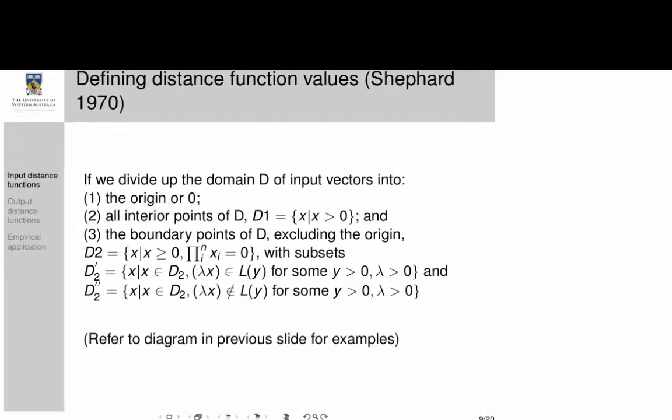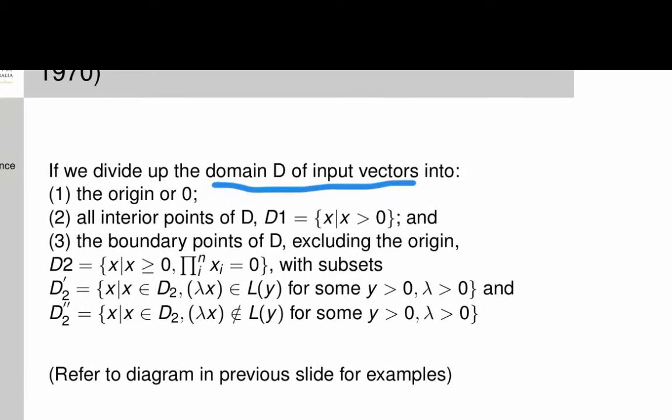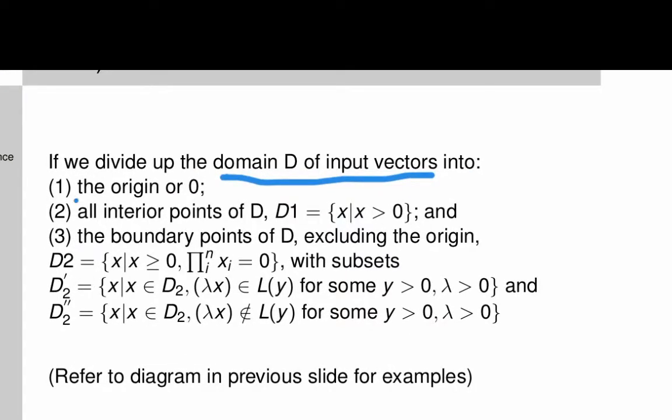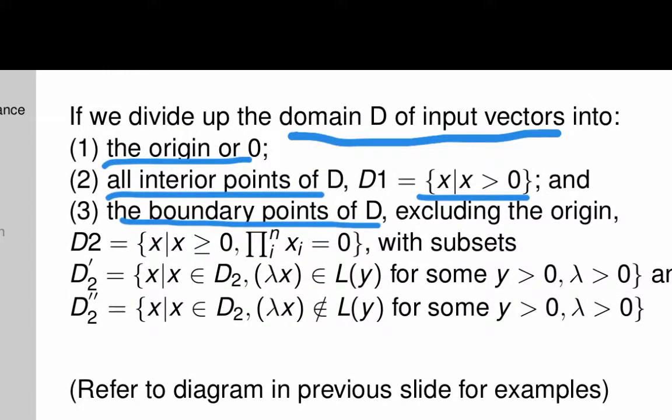So it's useful to define or identify some of the segments of the domain of input vectors, so that we can define the distance function much more clearly. One is the origin, where there is no inputs. Second is the set of all interior points, meaning the inputs are all positive. And the third is boundary points, where one or more of the inputs could be zero. So the boundary points can be simply defined as the set of points x where, if you were to multiply the input vectors, the product would be zero because at least one of them is zero.